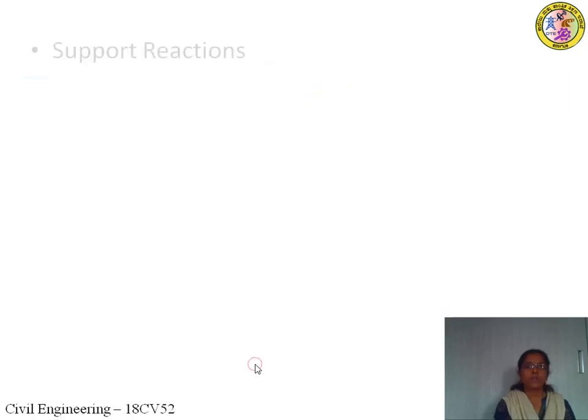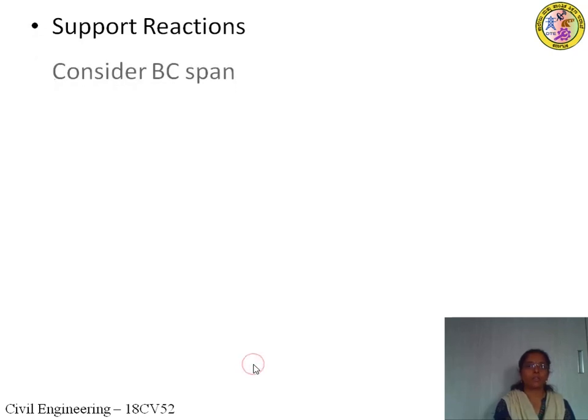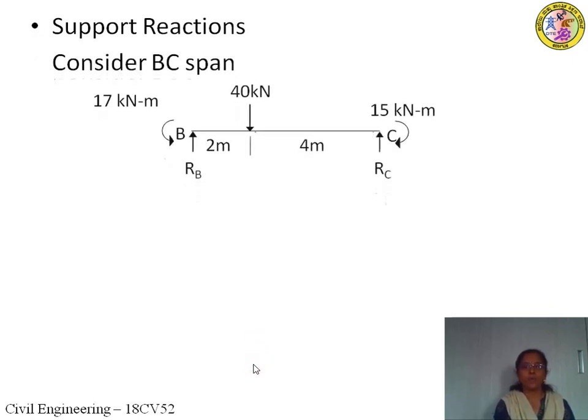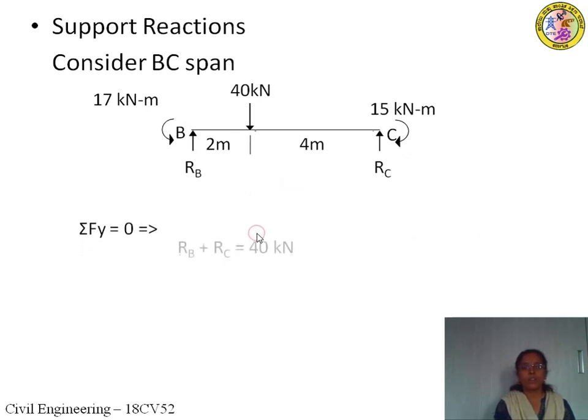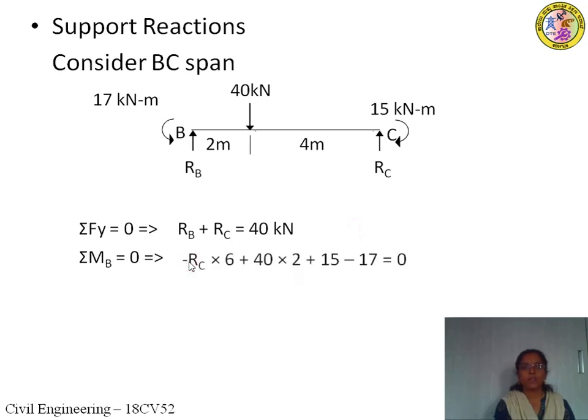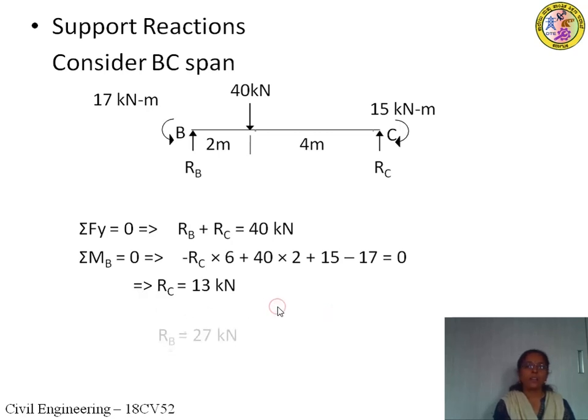Okay, so now we will go for support reactions. So consider the horizontal member BC along with the final end moments. Okay, so these are the final end moments. Apply the equilibrium conditions. Sigma Fy equals 0, which implies Rb plus Rc is equal to 40 kilonewton. Take sigma Mb is equal to 0, that implies minus Rc into 6 plus 40 into 2 plus 15 minus 17, that is equal to 0. That gives Rc as 13 kilonewton, and for Rb it is 27 kilonewton.